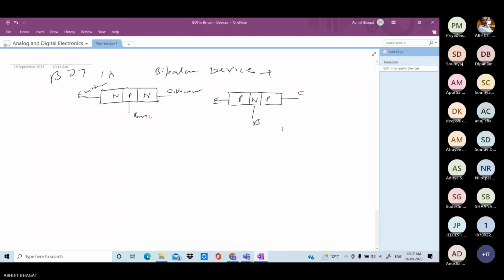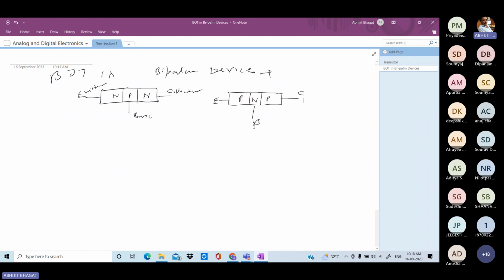Now, how are the NPN and PNP transistors formed? Here, in a single semiconductor bar, either P-type semiconductor is sandwiched between two N-type semiconductors, or N-type semiconductor is sandwiched between two P-type semiconductors. You will get the BJT. Okay. Now BJT has three terminals: emitter, base, and collector. It is of two types: NPN and PNP.